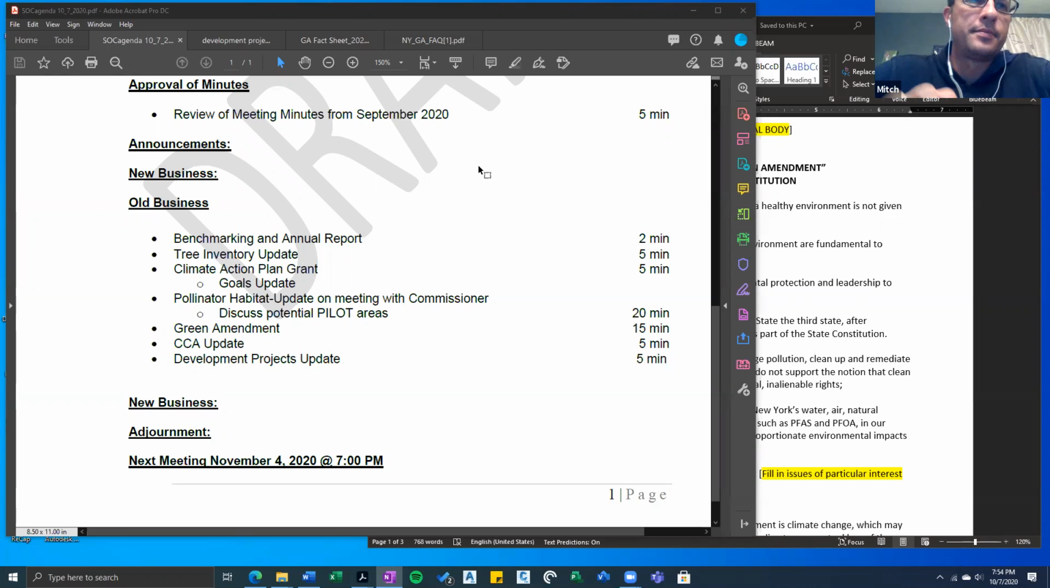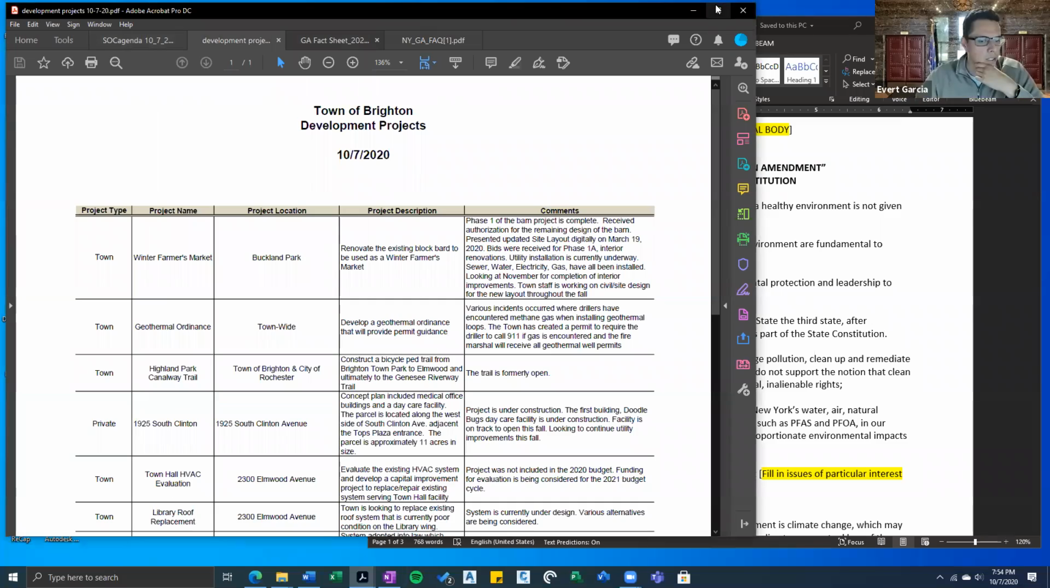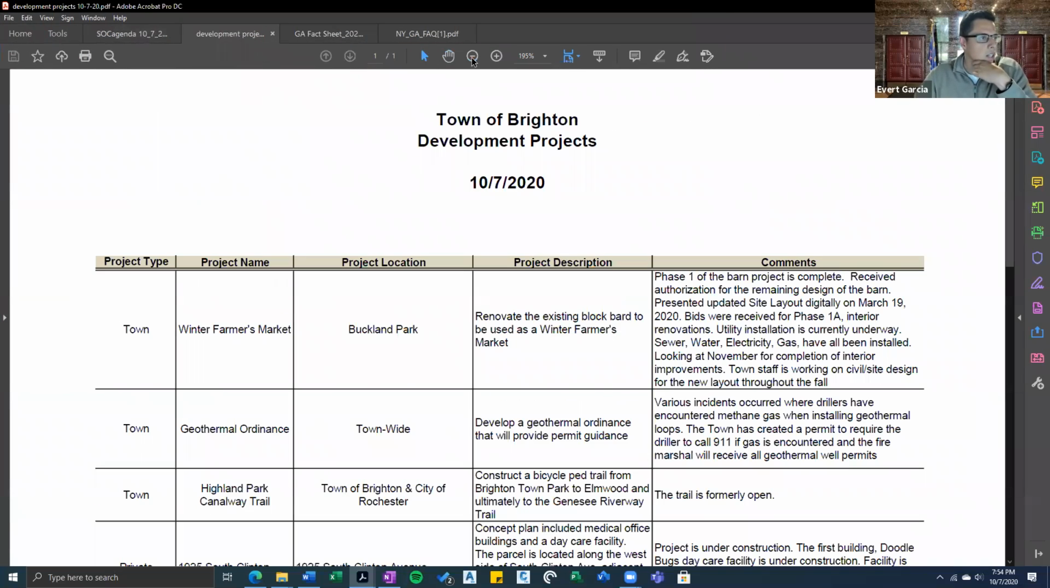All right, should we move on to development? Yes, this should be quick here. Winter farmers market, you know, I've talked to this, but essentially interior renovations are underway. Floor slab is poured. They're currently framing. All the exterior utilities have been installed: electric, gas, sewer, water. Some of it was installed by town staff, the rest by RG&E, but that's all installed and completely ready for the interior work.